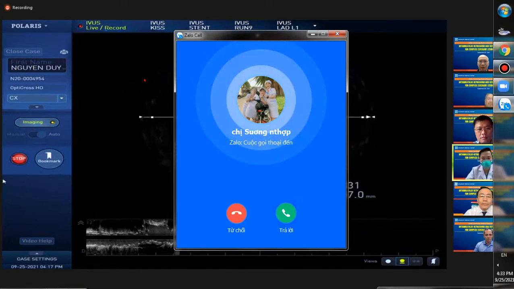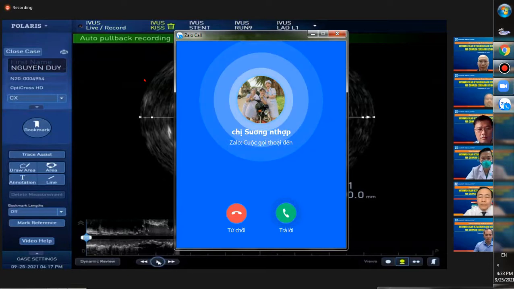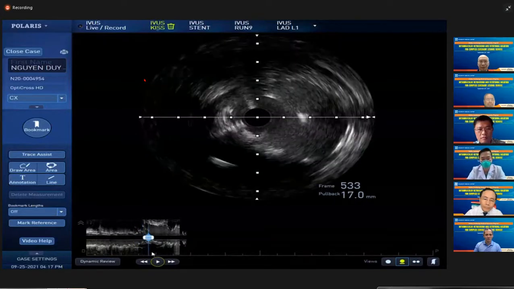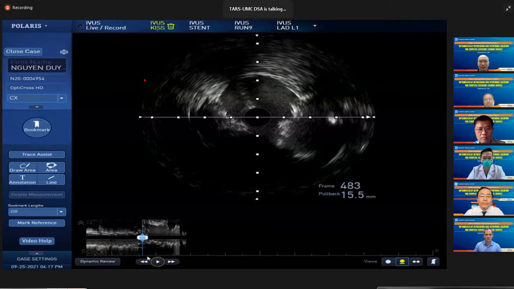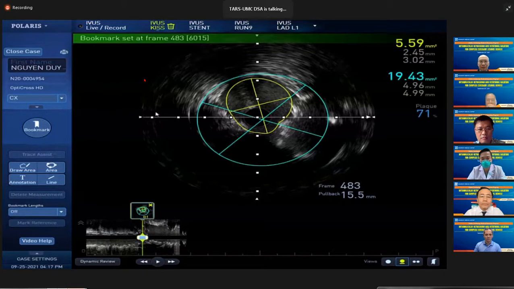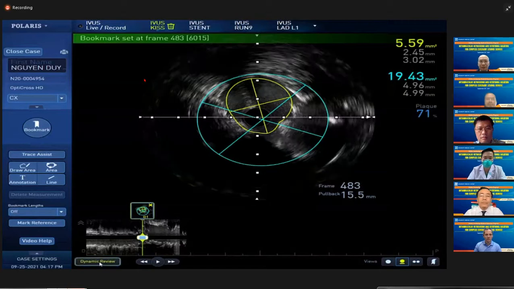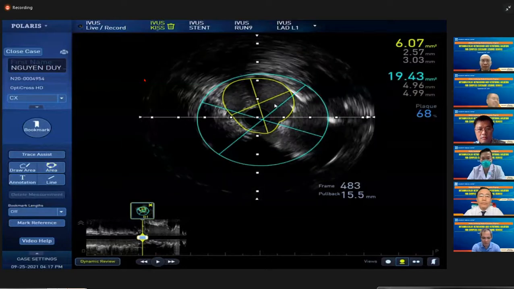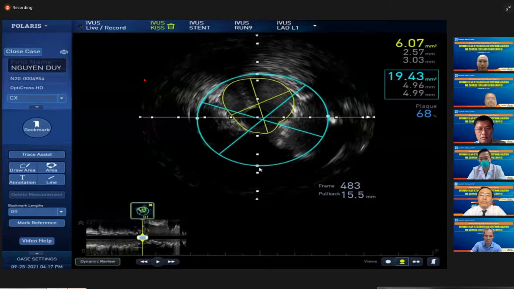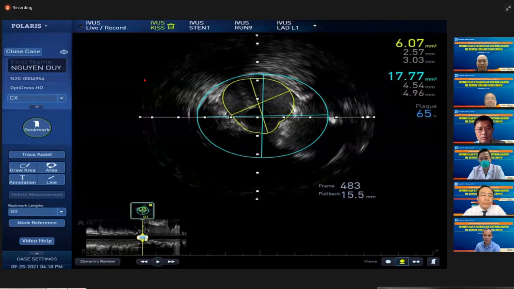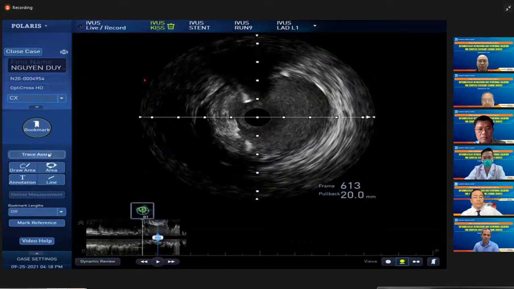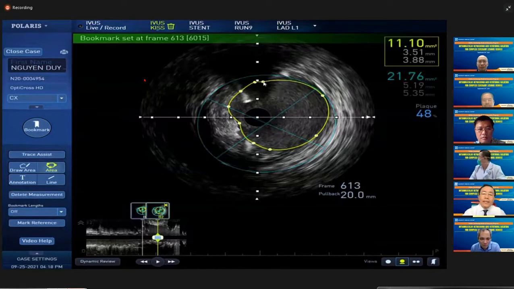Okay. This is the ostium. This is the circumflex ostium, about 6. Hold on, check the left main again, the smallest area, this one is a bit large, somewhere smaller. Okay, and hold on. It's about 11. Yes, 11 is very good.